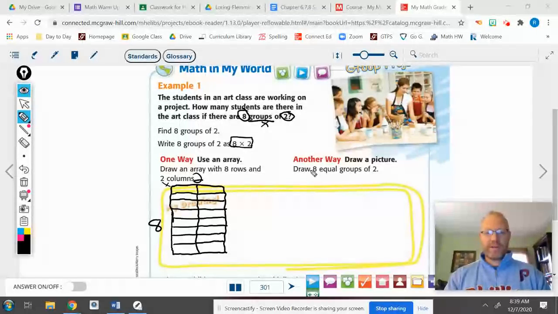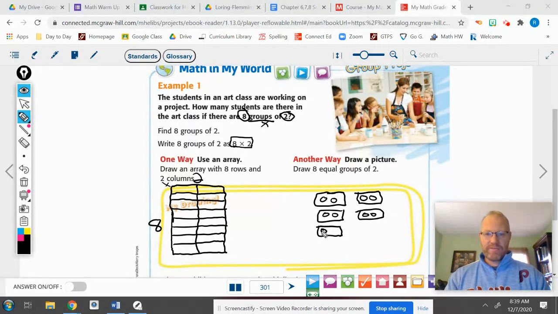Another way that you can draw this is to draw a picture. So we have a group of 2 right here. We have a group of 2 right here. And we need 8 of those. So you can draw 8 rectangles, put 2 in each rectangle. That represents 2 students in each group, and there's 8 groups. If you need to pause the video because you're drawing and I was moving a little too fast, just make sure you do so.